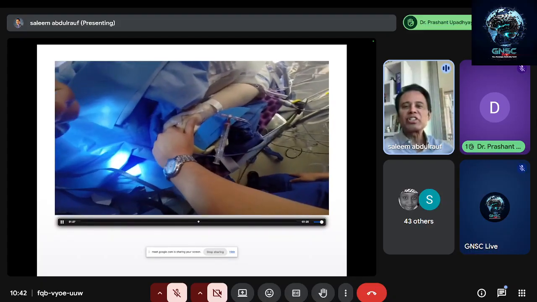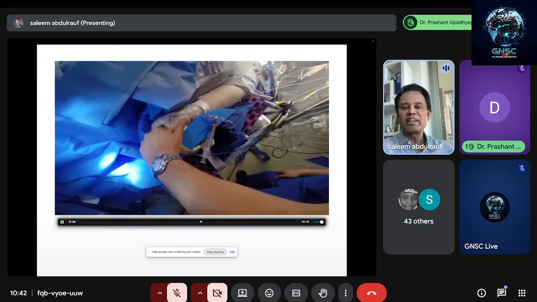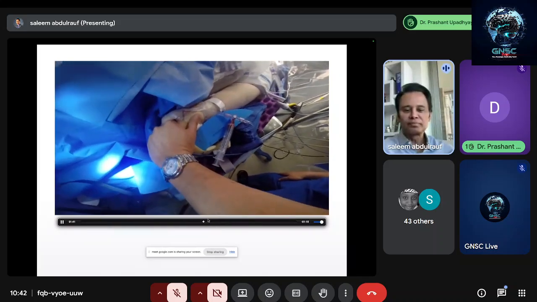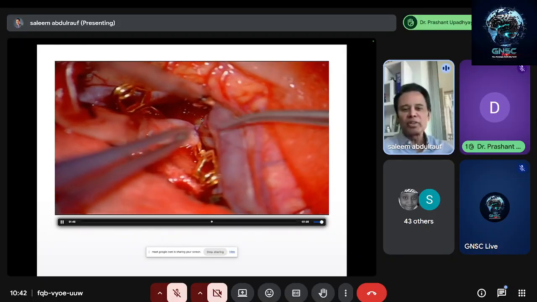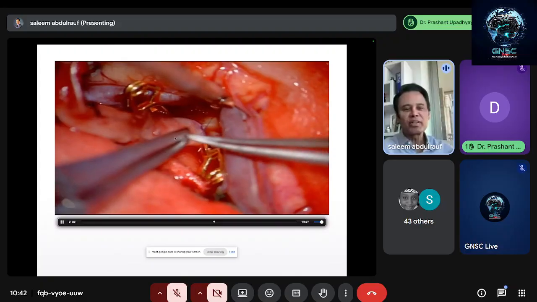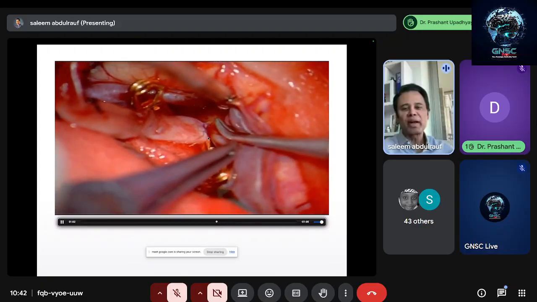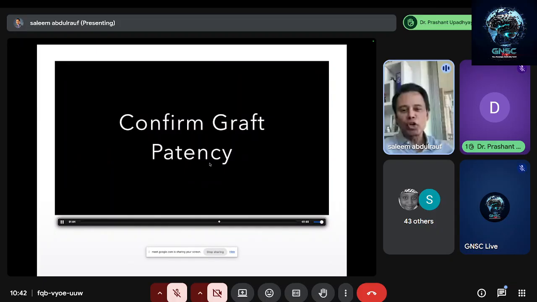Lift her hand. You see, she's tolerating occlusion because there is good collateral flow. Perfect. Let go. Okay. Now I'm going to go ahead while I'm talking with the patient. I'm anastomosing the radial artery to this M2 branch. Now I want to make sure my graft is working before we close the carotid.